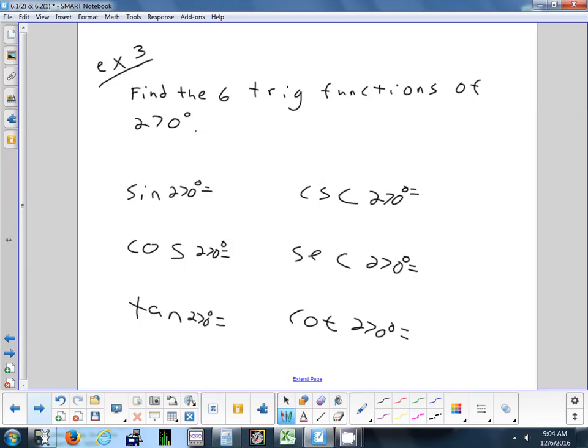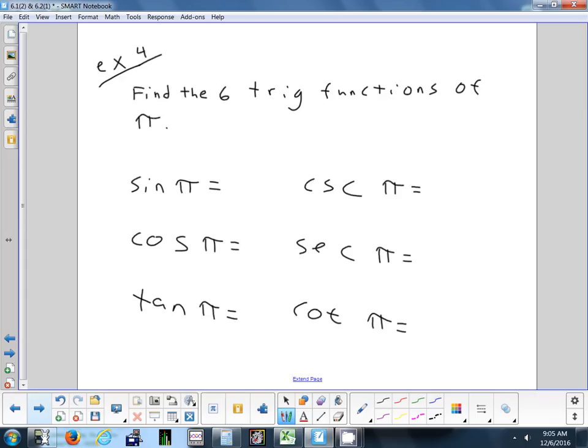Okay, what about 270? What's the coordinate for 270? Yeah? 0, -1. So it's going to be almost the same thing as 90, except everywhere you had a 1 for y, just change it to a -1. And then go through the problem. Okay, but that's your first step, find your coordinate.